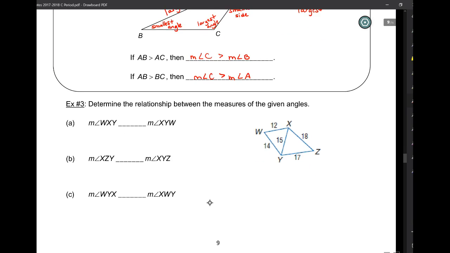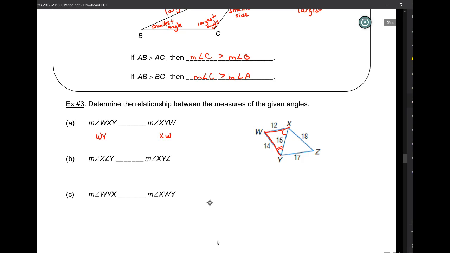Okay. So we want to determine the relationship between the measures of the given angles. So I'm going to give you two angles to compare. And we want to see which one is going to be greater or less than. So we want to compare angle WXY. So that would be here. That means we want to look at WY, which is opposite. Does that make sense? Now I want to compare that angle to XYW, which is here. And so I look directly across, and that's XW.